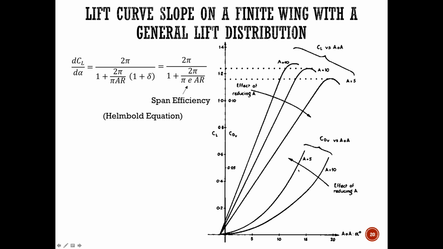Again, we are not talking about the area. Aspect ratio is b squared over S. So don't think, hey, a smaller wing can also have a higher aspect ratio, because if it has a smaller chord, things like that. It's the aspect ratio that matters, not essentially the span alone. So that's what I wanted to talk about in this figure.